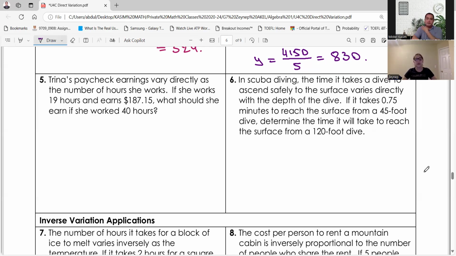Okay, do it now. Y1 over x1 equals y2 over x2, and plug the numbers into your equation, simplify and cross multiply and solve it. Come on.